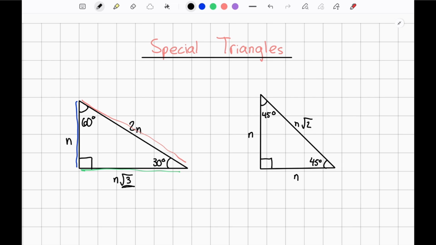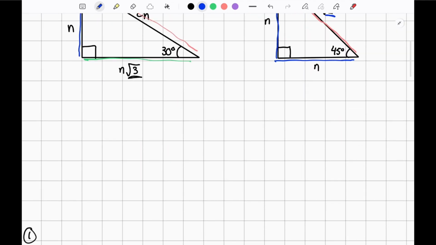Now, the 45 triangle has two sides with different lengths. This side and this side measure the same, and this can be seen as the long side. So this triangle has two sides with different lengths, and you put a 2 inside the square root. Let's do some problems with special triangles.